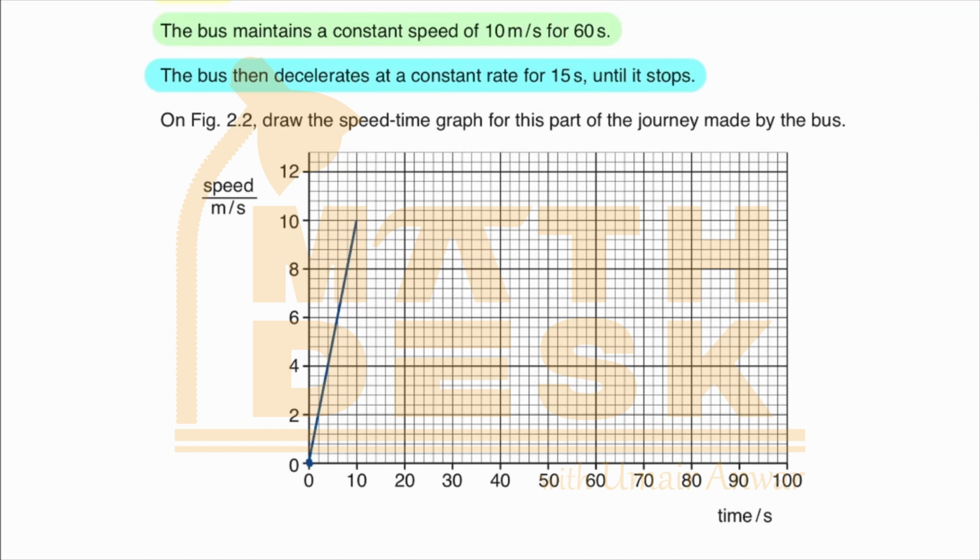Now remember, when we try to find the gradient of a speed time graph, we get the acceleration. And if a constant acceleration is to be shown, then we have to draw a straight line. So constant acceleration is shown by drawing a straight line because straight lines have fixed or constant gradients.